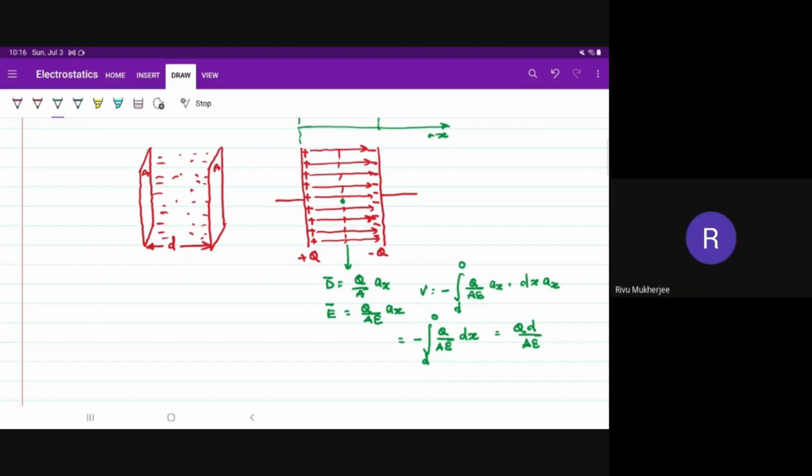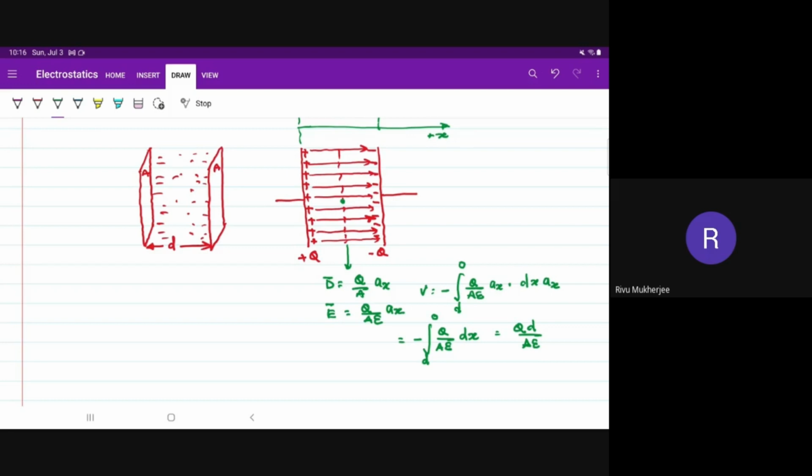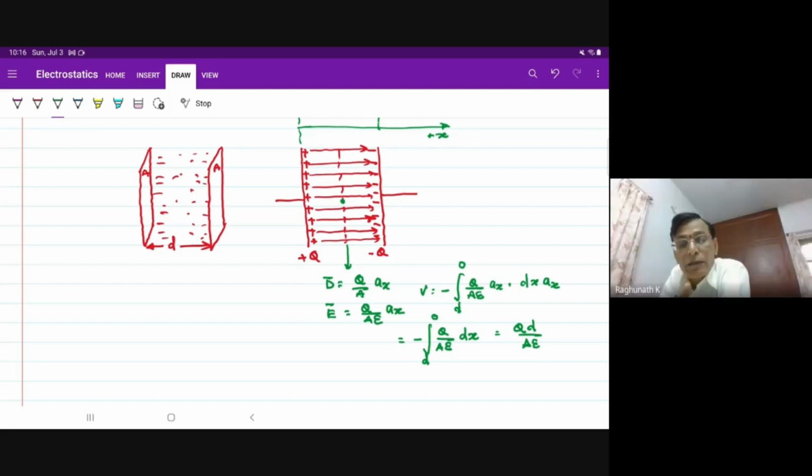Sir, why did you use the minus sign? What is the potential difference, man? Sir, the difference is from D to 0. Minus with the limits D to 0, if you remove that, it will become 0 to D. It is an evaluation, a mathematical integral only. Okay. Now, V is equal to Q D by A epsilon.